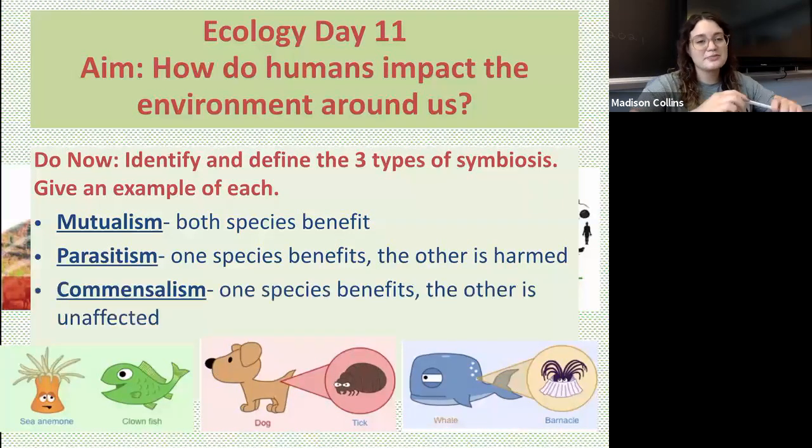All right, and the third type of symbiosis is commensalism. And with commensalism, one species benefits from this relationship, but the other is just kind of unbothered by the whole thing. It's unaffected. It's not benefiting from it, but it's also not harmed by it. It's just kind of indifferent to the situation. So an example of this would be a whale and a barnacle. In this relationship, the barnacle is benefiting, but the whale is unaffected.